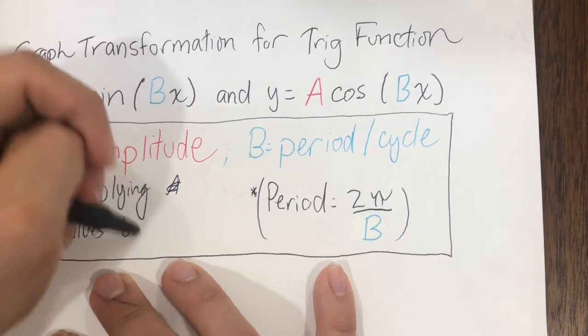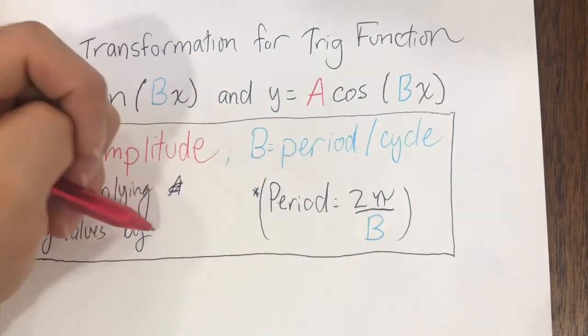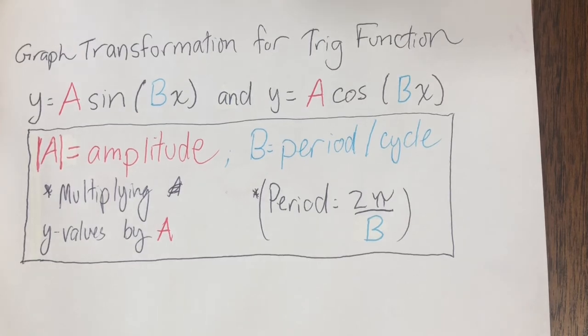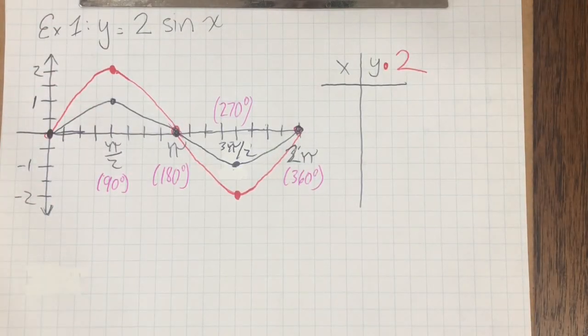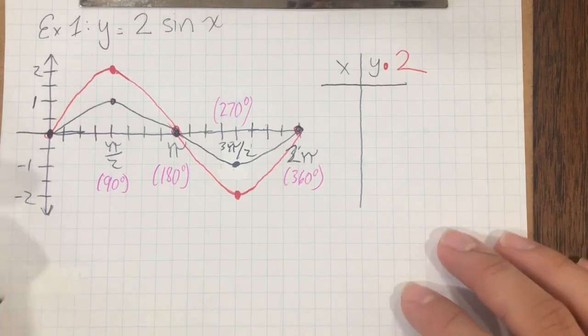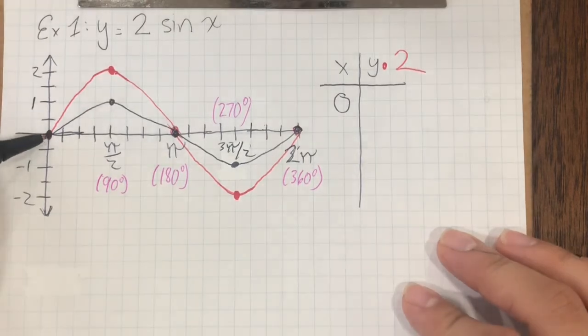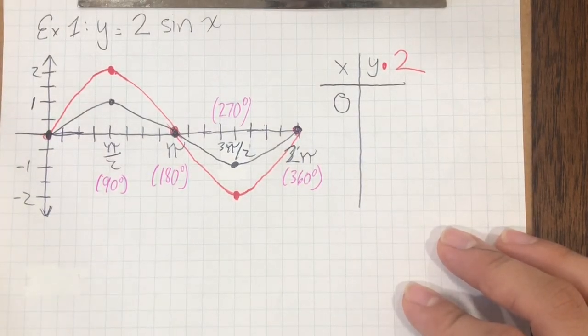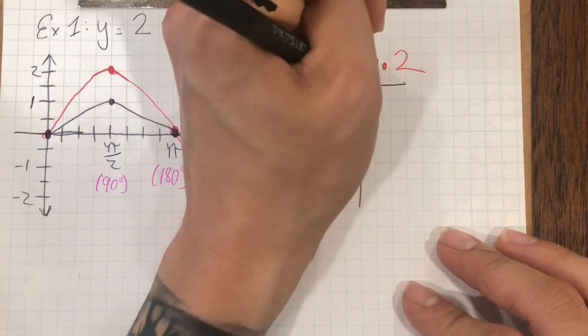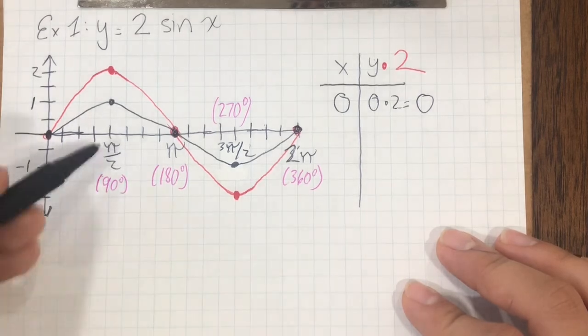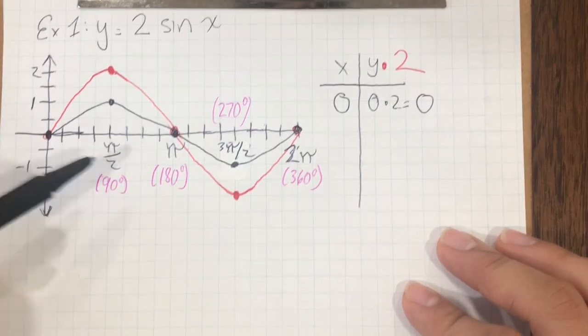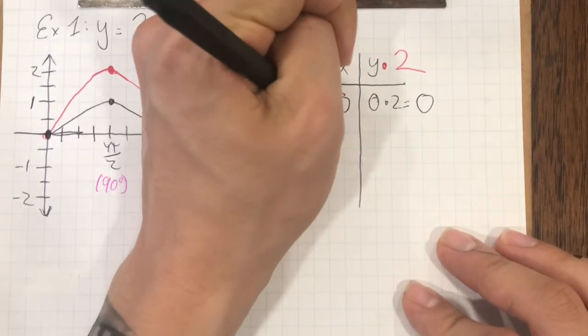by a. And I'm going to put a in red. So we're multiplying y values by a if we have a number a in front of the trig function. The x values stay the same, so they don't really change. I'm going to write it in radians. We have 0, and if we multiply 0 times 2, we still get 0. Now we have the next radian, which is pi over 2, also known as 90 degrees. So we have pi over 2.